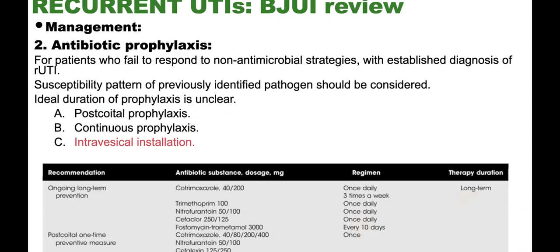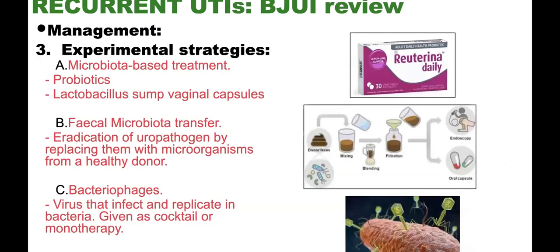Antibiotic prophylaxis, just like our guidelines. They also do recommend post-coital and continuous prophylaxis, but they had also added that intravesical instillations actually significantly decrease the frequency of UTIs, which was the opposite of the findings in the guidelines. The one thing that they also highlighted was experimental strategies, which our guidelines obviously have not explored yet.